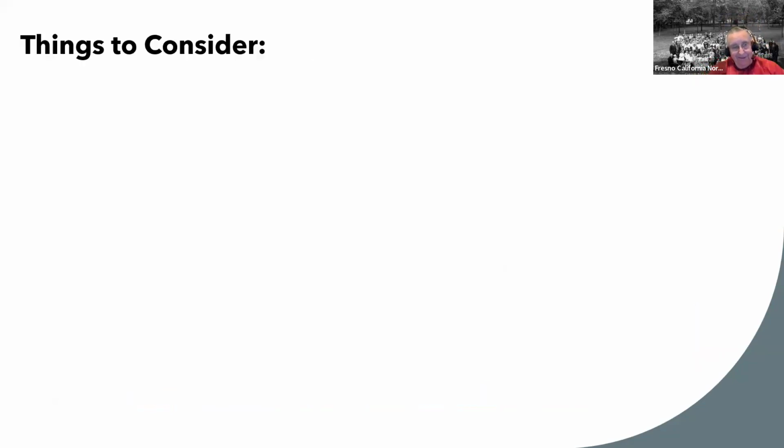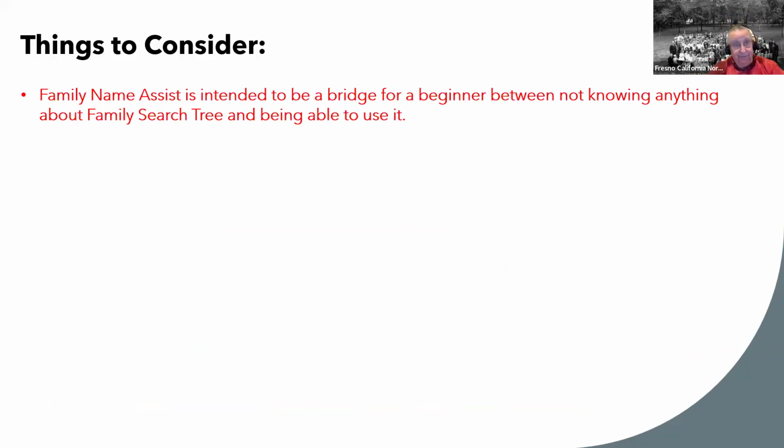Okay, some things to consider. That's the program. That's how you use it. It's intended to be a bridge for a beginner between not knowing anything about FamilySearch Tree and being able to use it. You're not expecting them at this point to use Family Tree, but you would hope that having used the bridge and gotten the feel for this, they're going to be willing to go over and work in the full tree with a helper, with their ministering brothers or sisters, the consultants, the people working in the local center, whomever, to help them get started so that they can add more people in.